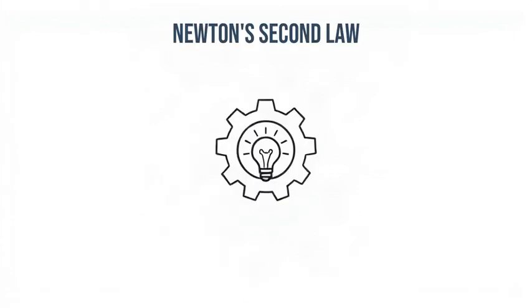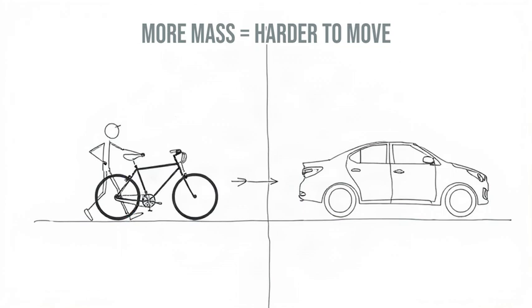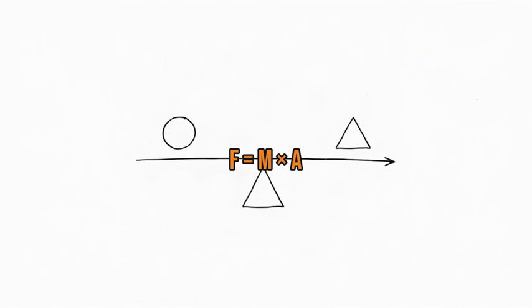Newton's second law connects force, mass, and acceleration together in one simple idea. The bigger the force you apply, the bigger the acceleration you get. But the bigger the mass of an object, the harder it is to speed it up. This is written as the equation: force equals mass multiplied by acceleration.